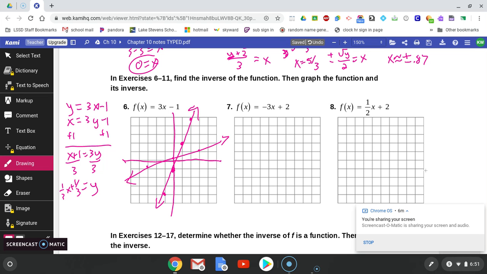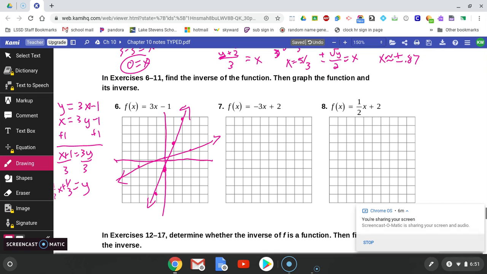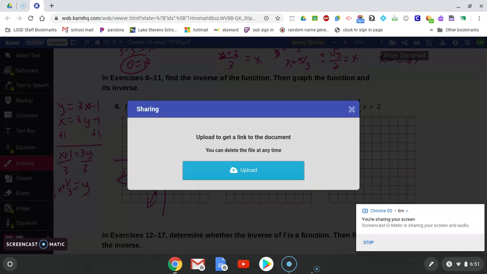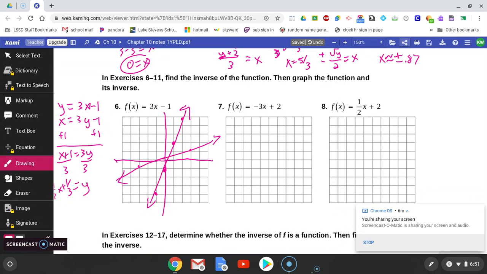All right, let's go ahead and try number 7. So I'll replace f of x with y. So I have y is equal to negative 3x plus 2. Now I'll flip my x and my y, and then I'll solve it for y. So I'll subtract the 2 over first and divide by my negative 3 next. I could rewrite that in a way that's easier to graph it. That would be a negative 1/3 x plus 2/3.